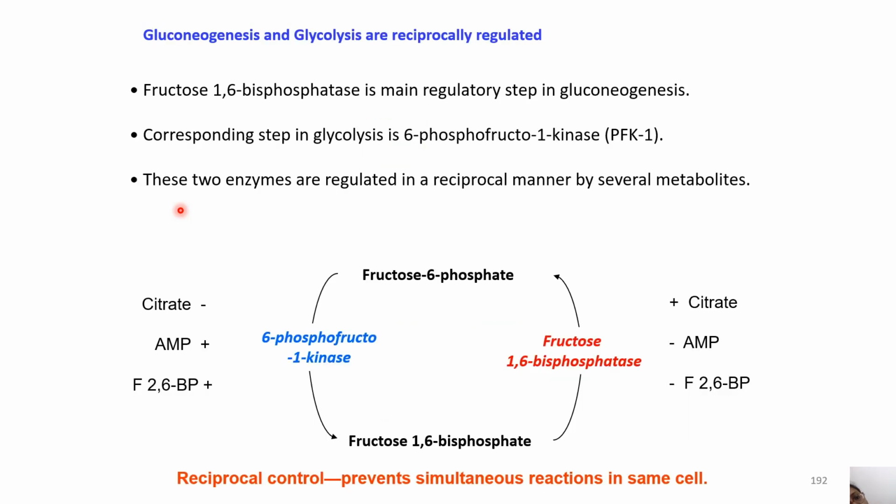inorganic phosphate transporter. Gluconeogenesis and glycolysis are reciprocally regulated. Fructose 1,6-bisphosphatase is the main regulatory step in gluconeogenesis, and the corresponding step in glycolysis is phosphofructokinase 1, and these two enzymes are regulated in a reciprocal manner by several metabolites.